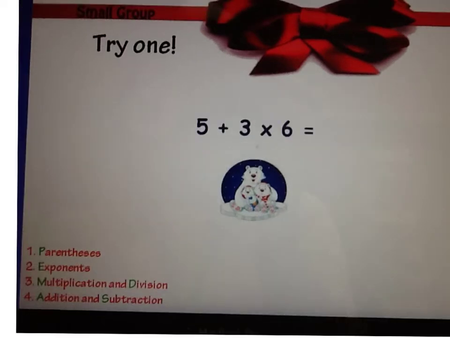One other example, taking a look, do we have parentheses? No. Exponents? No. Is there multiplication or division? There is. What is 3 times 6? That's 18. Now we have to add that with our 5. 18 plus 5 is 23.